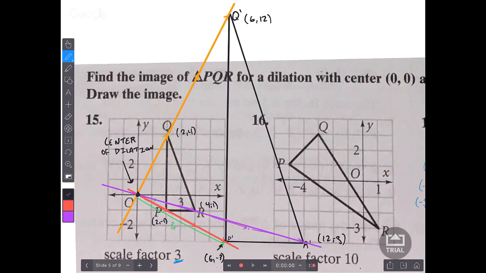Yeah, exactly, Emily. Only when we dilate about the origin is that true. Not in every case. Basically not in any other case.